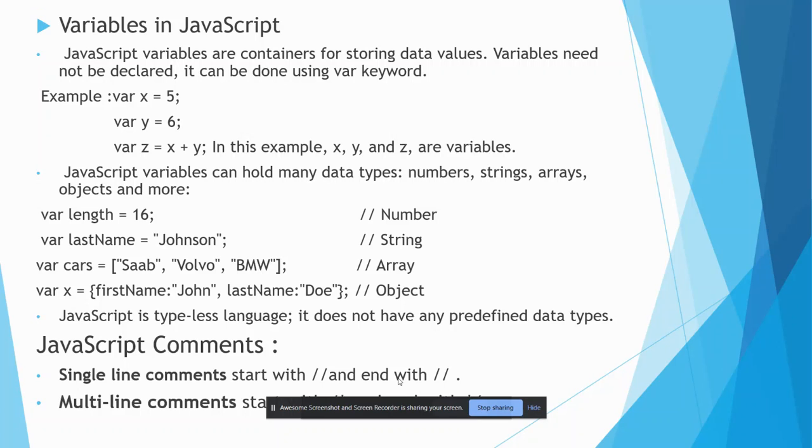Now we will move to variables in JavaScript. JavaScript variables are nothing but containers for storing data values. Here, variables need not be declared. By directly using the var keyword, we can assign values to variables. JavaScript is an untyped language. Its variables can hold a value of any data type. Here we can see it can hold a value like a number, string, array, and an object. Just by using a var keyword in front of a variable, we can assign any kind of data type to the variable.